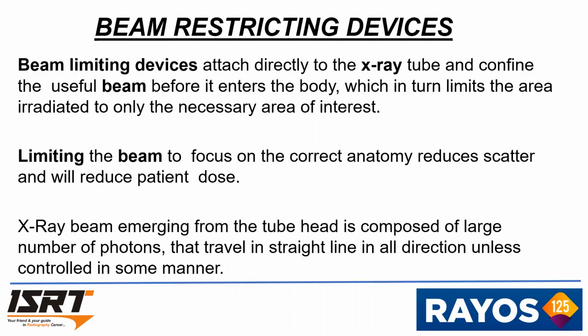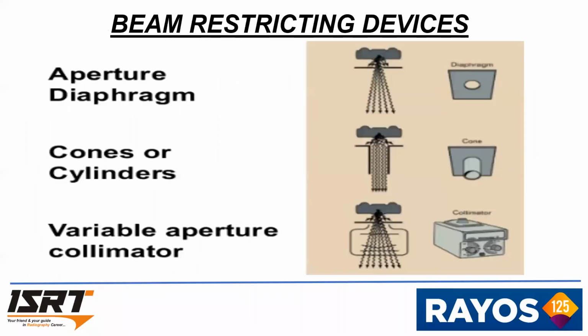which in turn limits the irradiated area to only the necessary area of interest. Limiting the beam to focus on the correct anatomy reduces scatter radiation and reduces the patient dose. The X-ray beam emerging from the X-ray tube head is composed of a large number of photons, which may include high energy as well as low energy beams. They travel in a straight line in all directions unless controlled in some manner. That's the reason we use beam restricting devices.